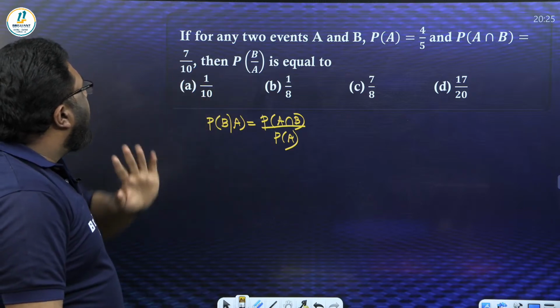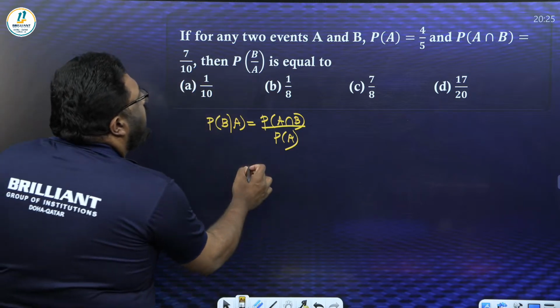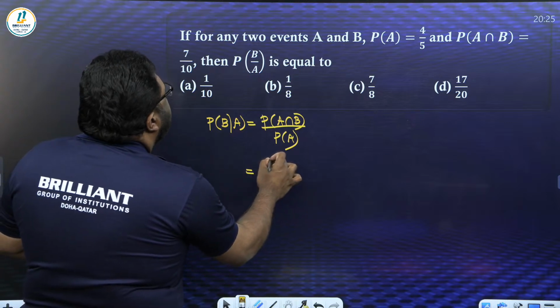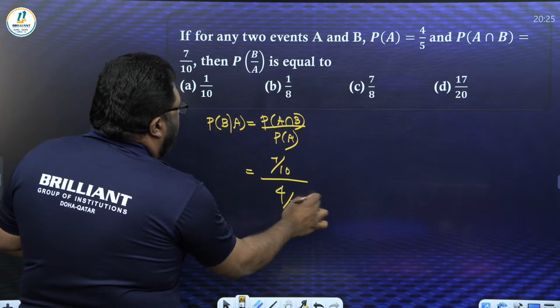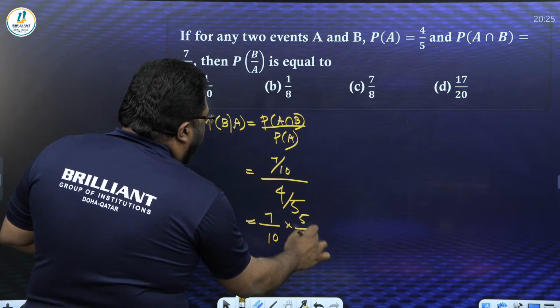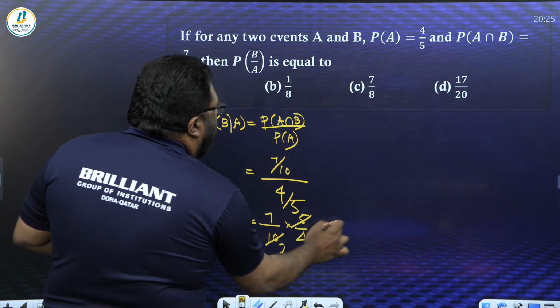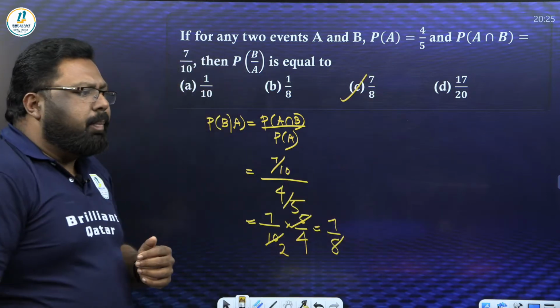Now they have P of A with us. P of A intersection B is there with us. Direct question again. So it's going to be 7 by 10 divided by 4 by 5. So 7 by 10 into 5 by 4. It is 7 by 8. Direct question again. Option C, 7 by 8.